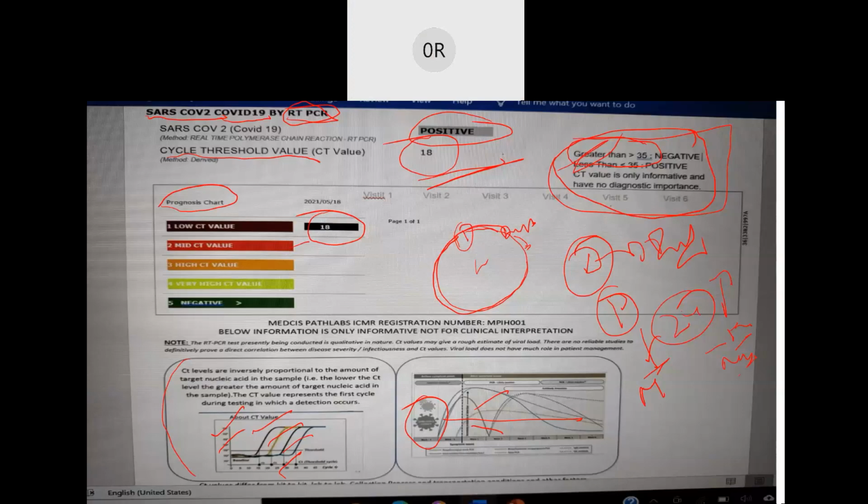Sir? Yes, tell me. Sir, what if the value is exactly 35, sir? So now see here, what happens? It is less than 35. Did you see the point here? You got the point here. Yes, sir. They have not given 35 equal or less than.